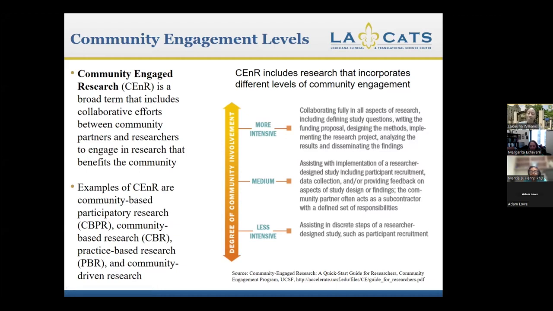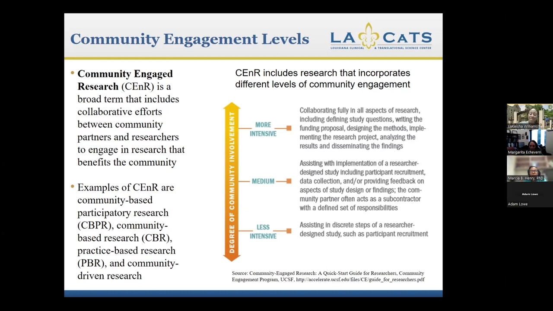They're also providing some feedback on that study design and those findings. And then that community partner is now acting as a subcontractor within a defined set of responsibilities. We're not going to get too involved in talking about subcontracting in this presentation, but we will have that information in future presentations because we know the importance of making sure our community is compensated for their time.